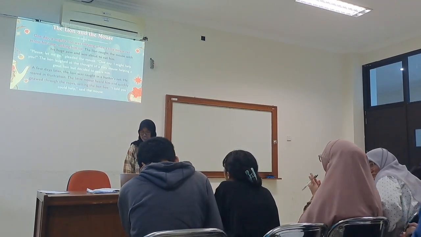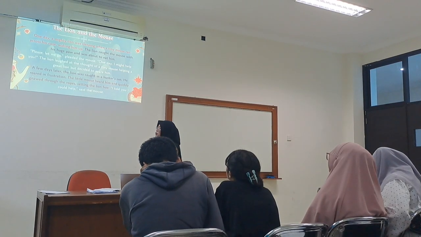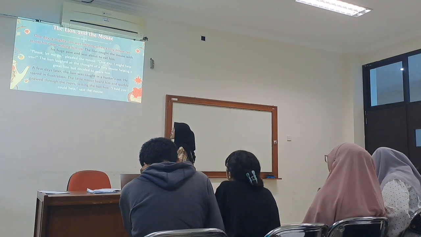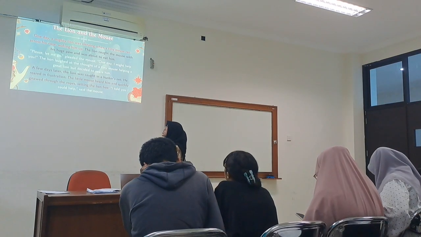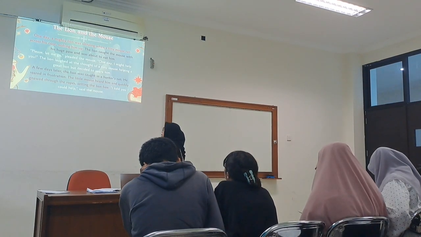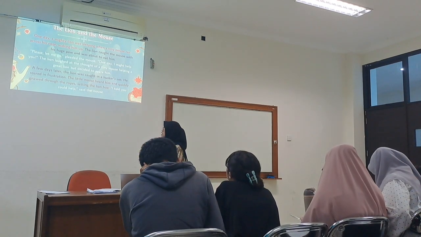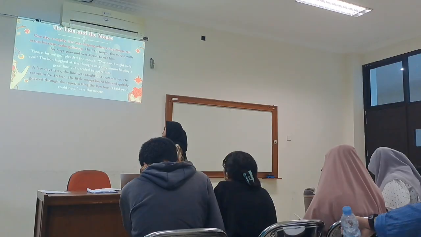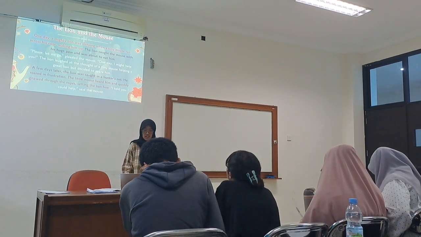Okay, so the red one is the orientation, and the black one is the complication: about to eat him, and a few days later the lion was caught in the hunter's net. He roared in frustration. And the brown one is the resolution: the little mouse heard him and quickly gnawed through the rope, setting the lion free.